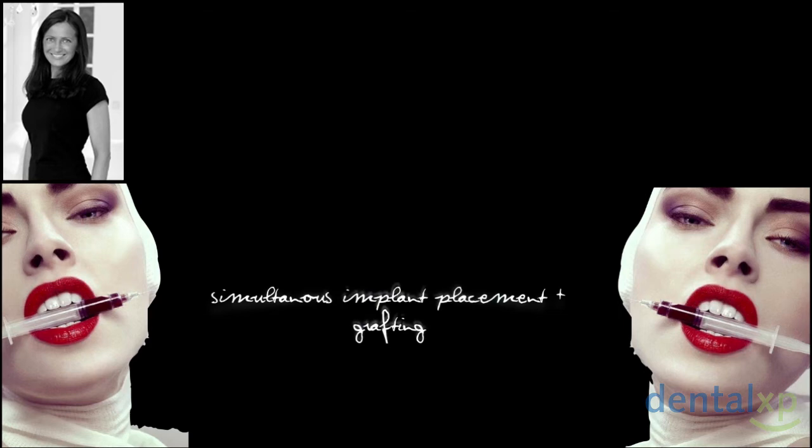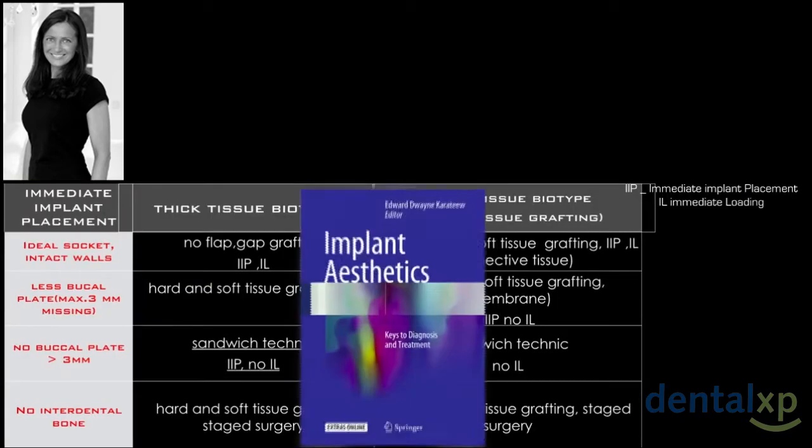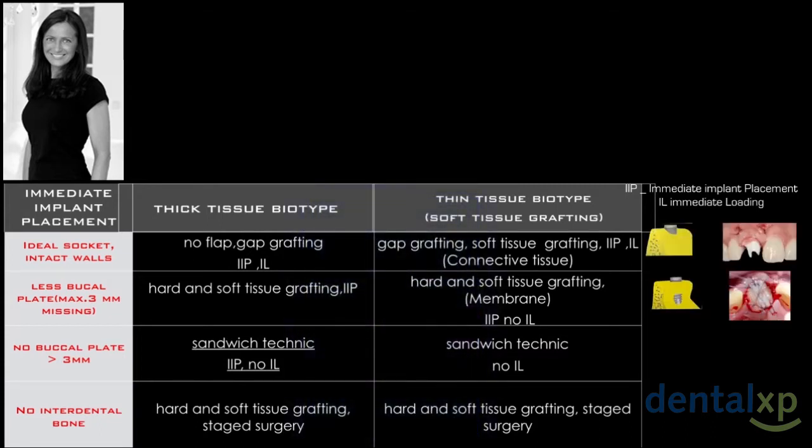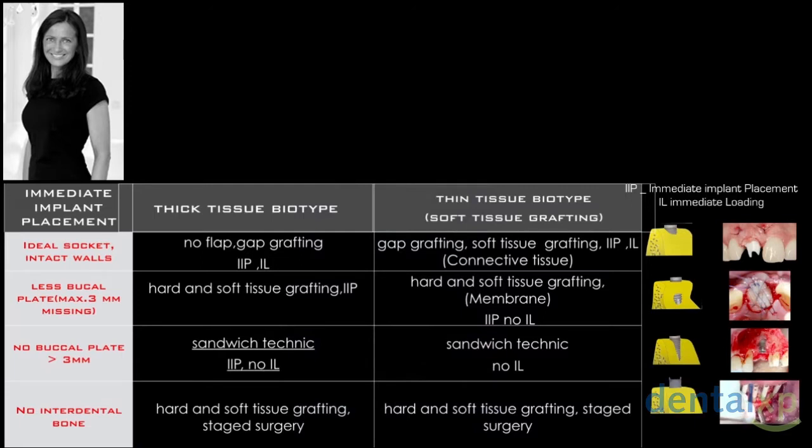How do we do simultaneous implant placement and grafting? Which are the rules? In an intact socket, can you place an implant immediately? Yes or no? Yes? Can you do an immediate loading? Yes? In thin tissue biotype, connective tissue graft is the state of the art. That's what we learned in the last 2 days, right?